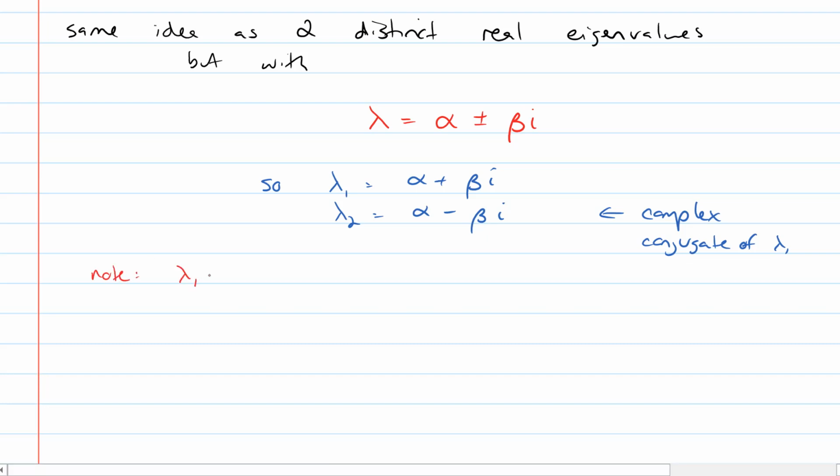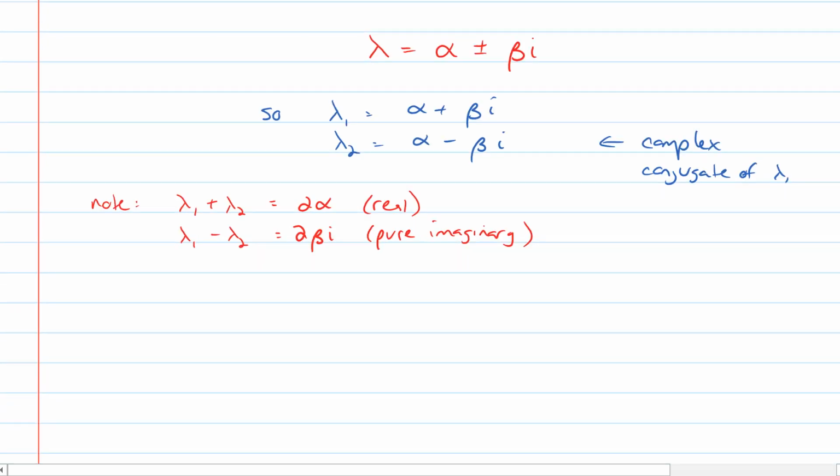Now a useful thing to note here is that lambda 1 plus lambda 2, if I add those two together, then the beta i's cancel each other out. That gives us just 2 alpha, and that's real. And if I do lambda 1 minus lambda 2, the alphas are going to cancel, and I'm going to get 2 beta i, which is pure imaginary. And let's set that aside for later.